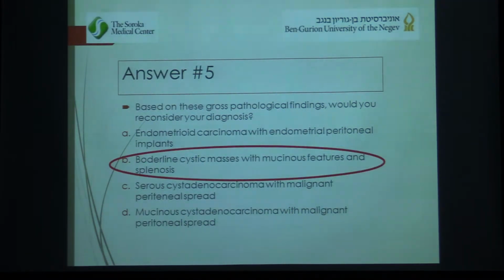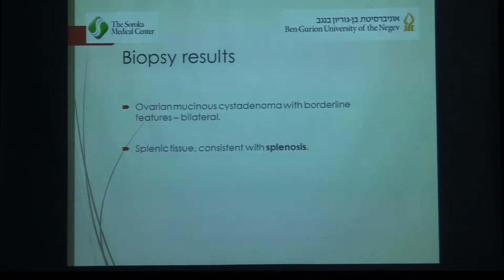No? Okay. So it actually ended up being borderline cystic masses, bilateral in the ovaries, with mucinous features, and splenosis. The biopsy results came back as splenic tissue consistent with splenosis, and ovarian mucinous cystadenoma with borderline features.